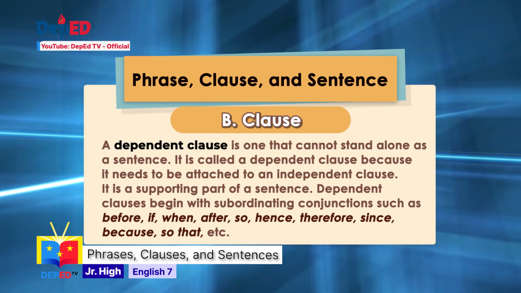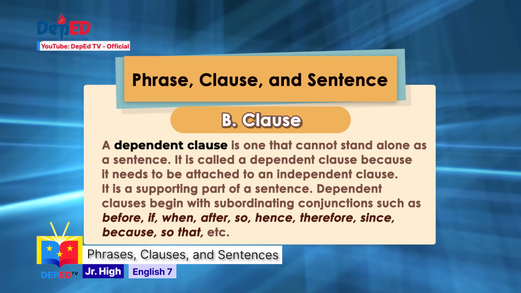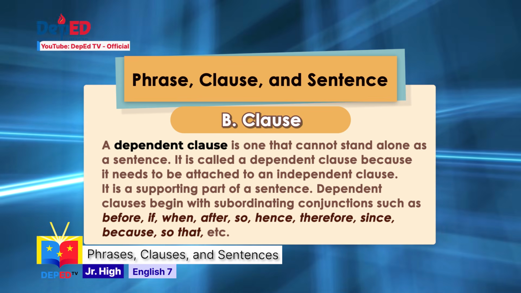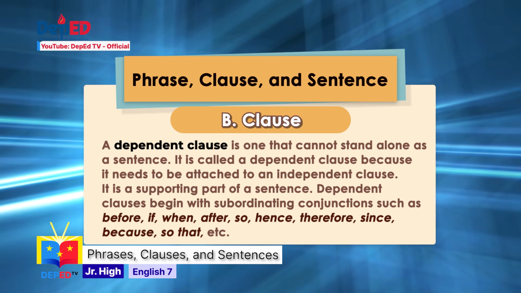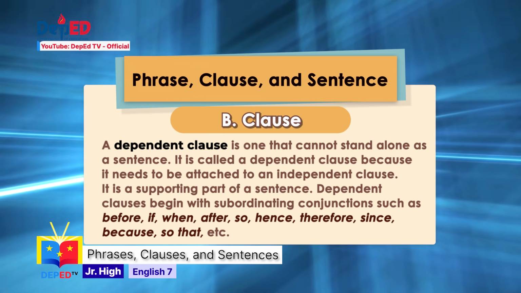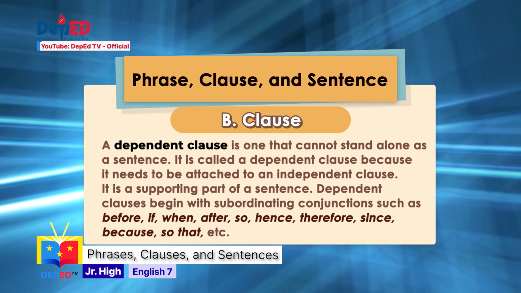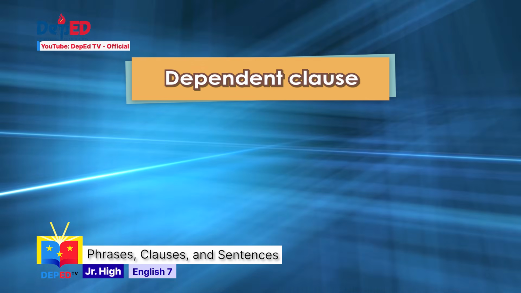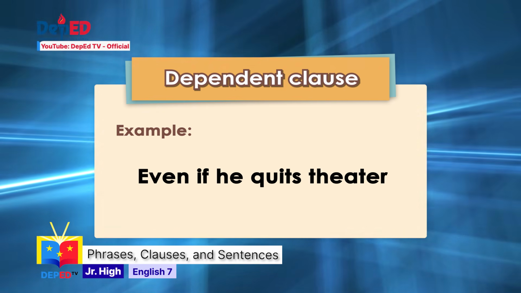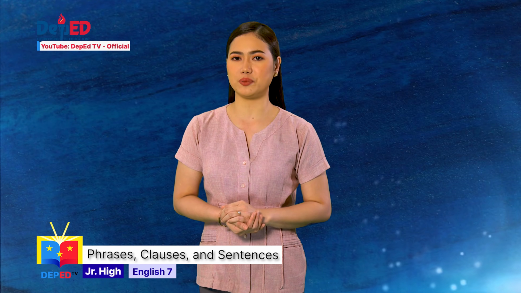Meanwhile, a dependent clause is one that cannot stand alone as a sentence. It is called a dependent clause because it needs to be attached to an independent clause. It is a supporting part of a sentence. Dependent clauses begin with subordinating conjunctions such as before, if, when, after, so, hence, therefore, since, because, so that, and others. Example, even if he quits theater. Take note, too, that a dependent clause needs an independent clause to be complete.